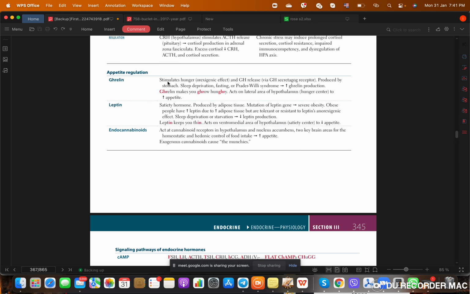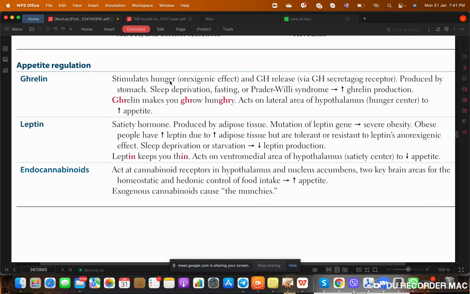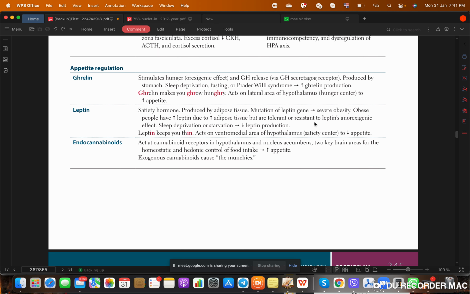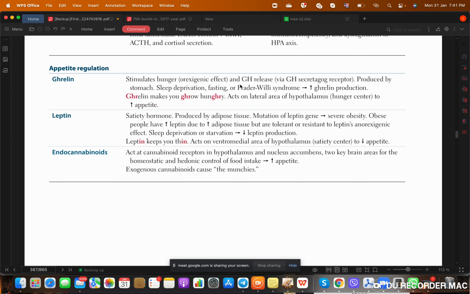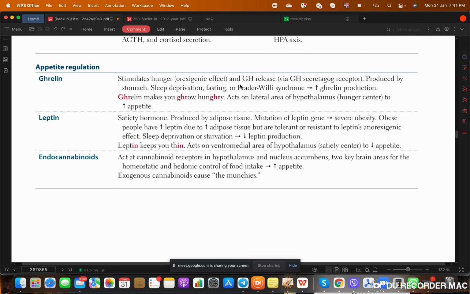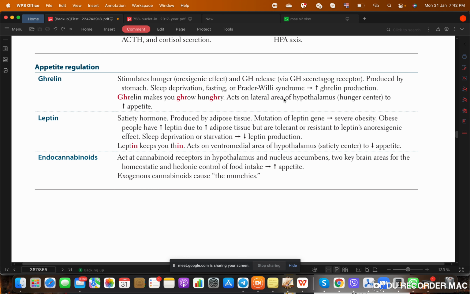So ghrelin stimulates hunger. Orexigenic effect. Guys, if you see delicious food, you start becoming hungry. And if you become hungry, it's a problem. Which nerve supplies the stomach? Yes, it will be the vagus nerve. Related to the stimulation of hunger, the answer is yes, because it's connected to our brain, and it's basically an orexigenic effect.